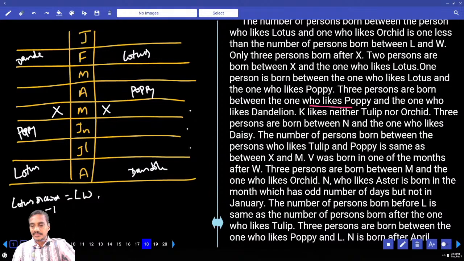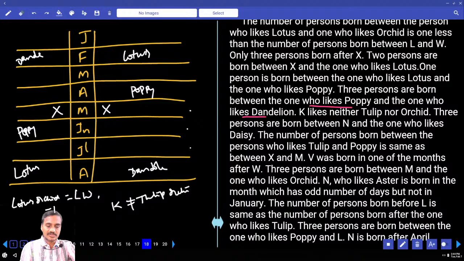Then 3 in between dandelion. And K likes neither tulip nor orchid. And 3 persons are born between N and the one who likes daisy. Now between N and the one who likes daisy, there must be exactly 3 people. Clear? N and daisy, there must be exactly 3.